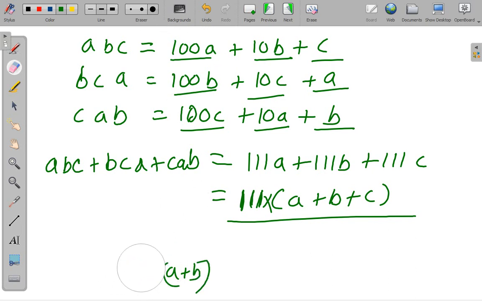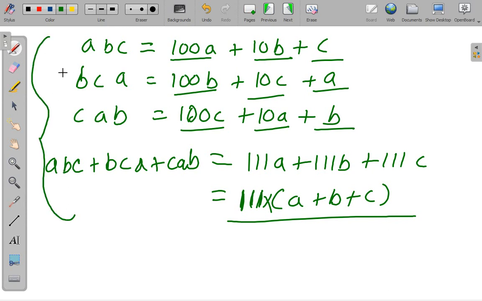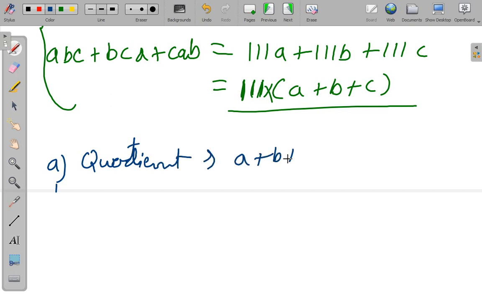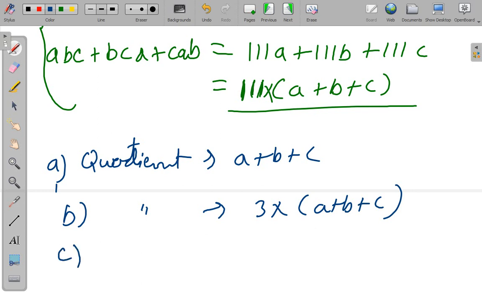Okay, but we have already talked about 2-digit numbers. So in this manner, to answer the question without using the actual multiplication, first you write all this. For the solution, first you write all this, and after that you write: A part, quotient will be A plus B plus C. B part, quotient will be 3 into (A plus B plus C), and C part, quotient will be 111.